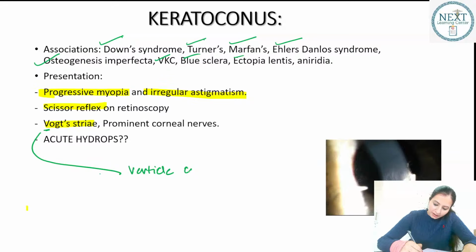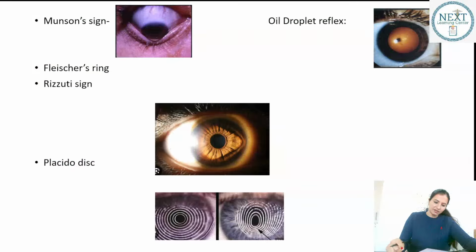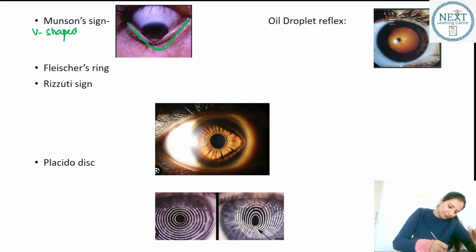Vogt striae are the vertical stress lines. Okay, these vertical stress lines occur in keratoconus. Your eyeball is becoming like this. So there is stretching and then there will be rupture. So vertical lines will be Vogt stress lines. Then you have Munson sign. So when you ask a patient of keratoconus to look down, there will be a V-shaped lower lid bulging.